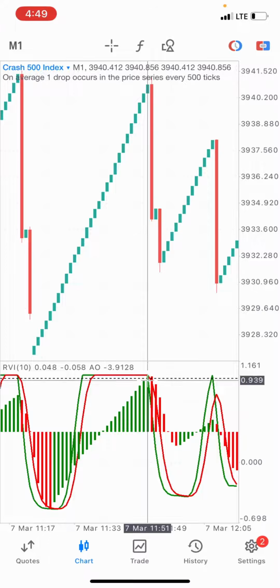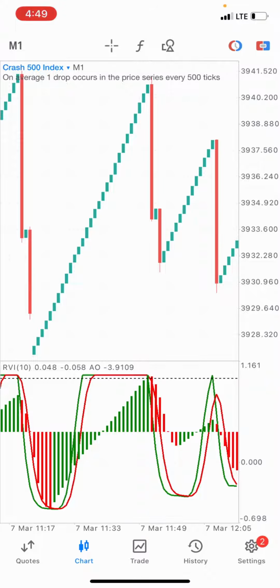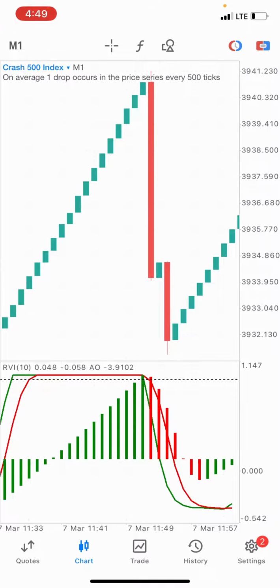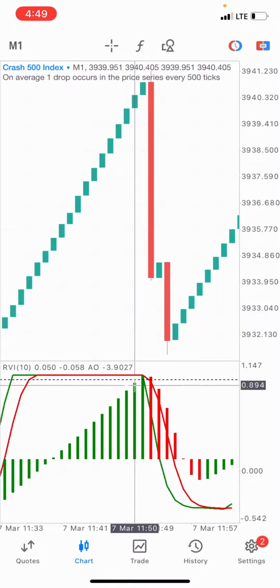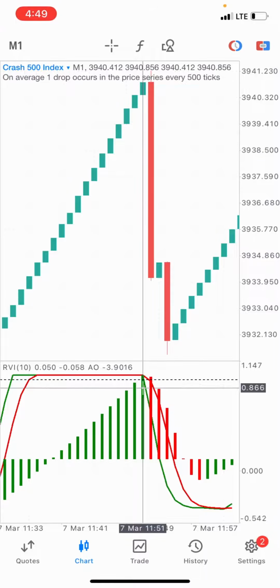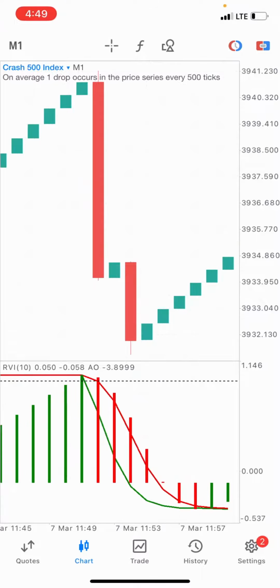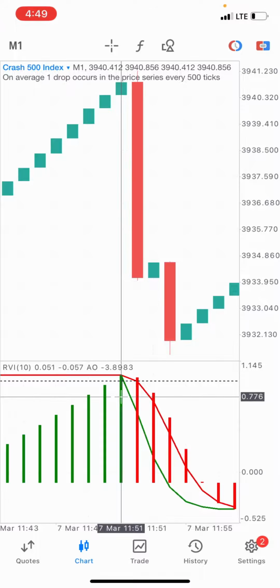Okay, you can see immediately it touches this line, and if you zoom in, guys, you can see that when this green line of the relative vigor index crosses below the AO, the awesome oscillator, the spike came in. Take a look at this point here, it crosses below. This is the green line between this green and this red. You can see a green line right there. If I zoom in, you can see that, right?